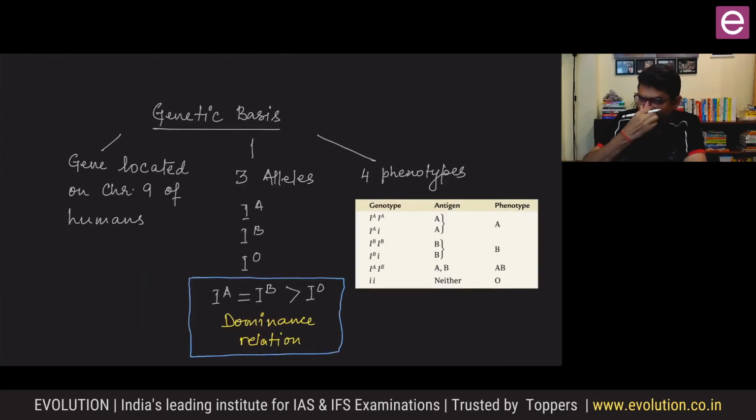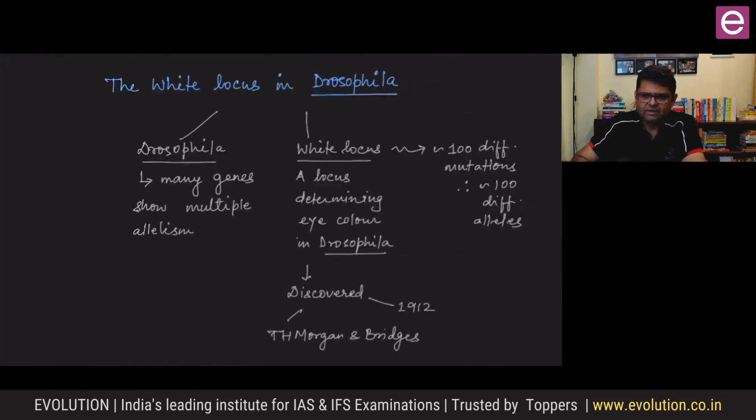And when it comes to dominance relation, IA and IB are codominant. That means if both the alleles are present, both will be expressed fully and neither will mask the effect of the other. Therefore, they are codominant. But individually IA or IB is dominant over IO or recessive i. So this is the dominance relation. That is the first example that we have got. In your notes also, the same example is there.